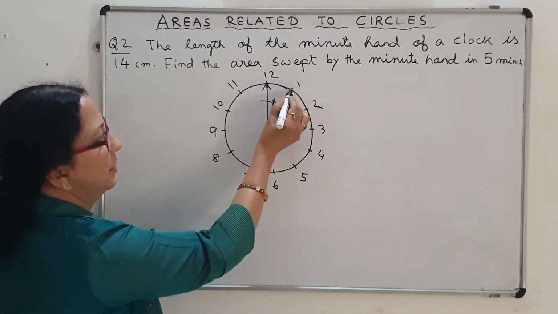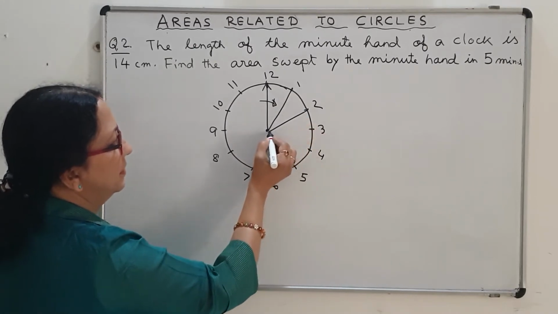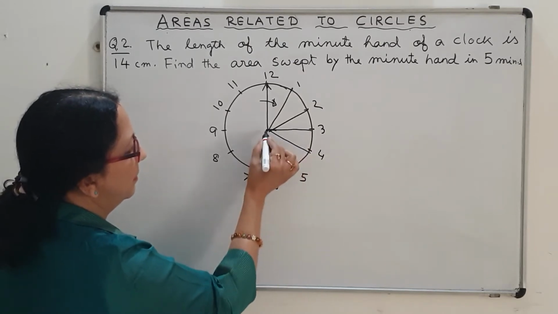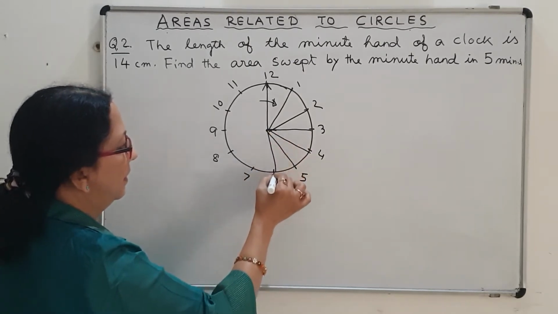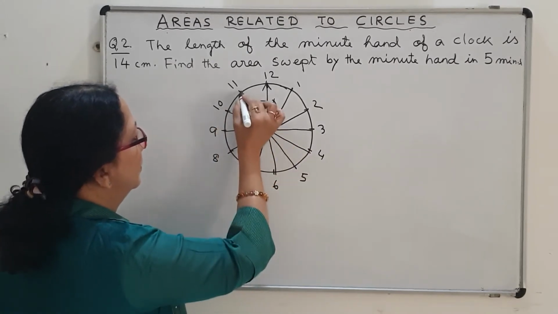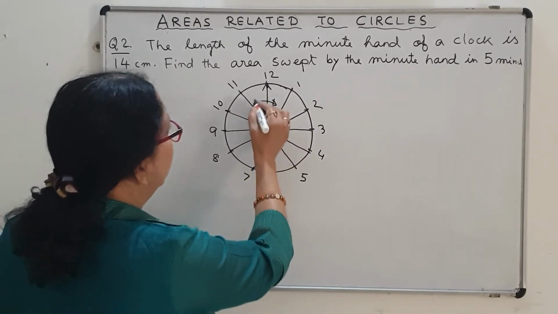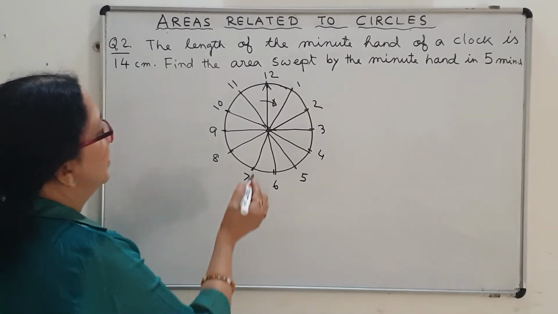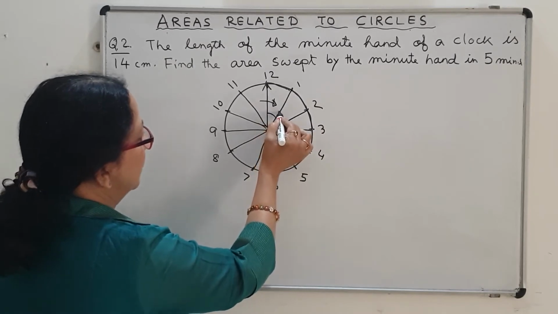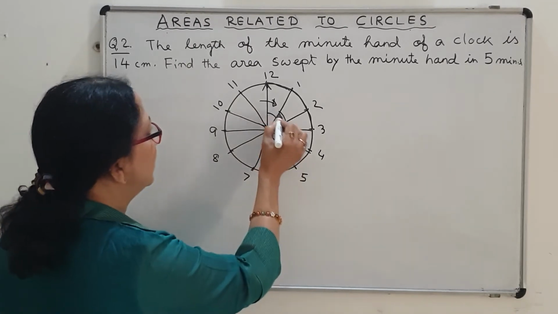When it comes to this point 1, this sector is formed. Then when it comes here, in this way, it sweeps many different sectors, as you can imagine. Each sector is identical, as the arc lengths are equal. Equal arcs subtend equal angles at the center, so all these angles are equal.